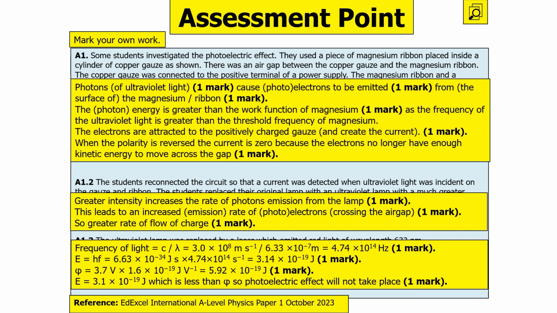Now E equals hf for a photon. So you pop that through and you get 3.14 times 10 to the minus 19 joules. We know the work function, if we convert it from eV into joules, is going to be 5.92 times 10 to the minus 19 joules. So the energy of the photon is less than the work function. So therefore electrons cannot be liberated by the photons, so the photoelectric effect does not take place.